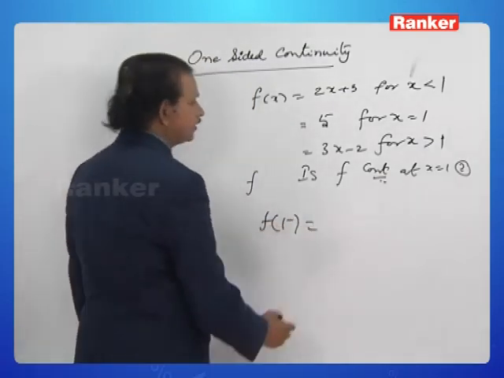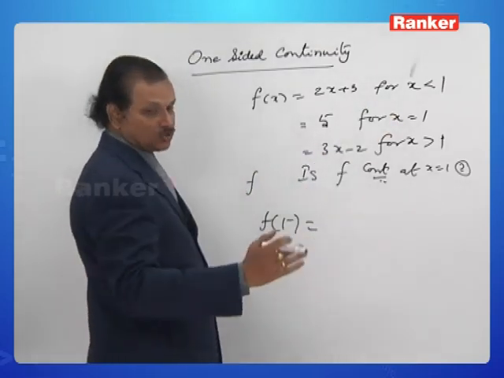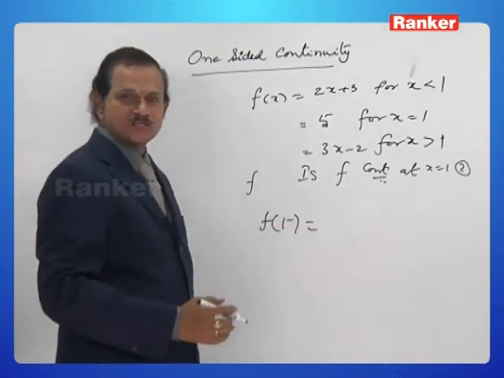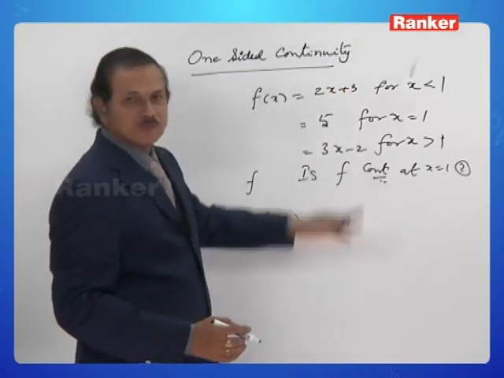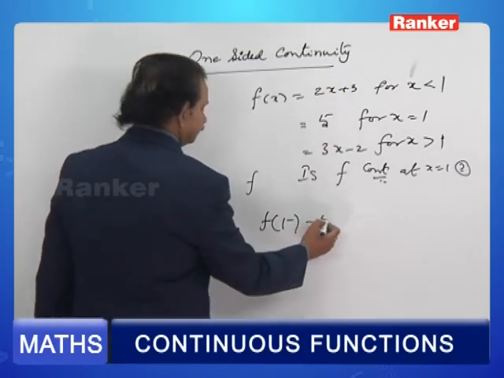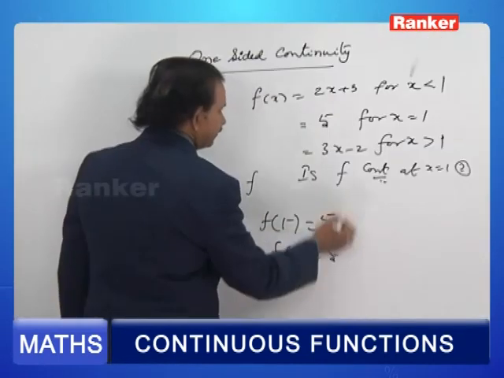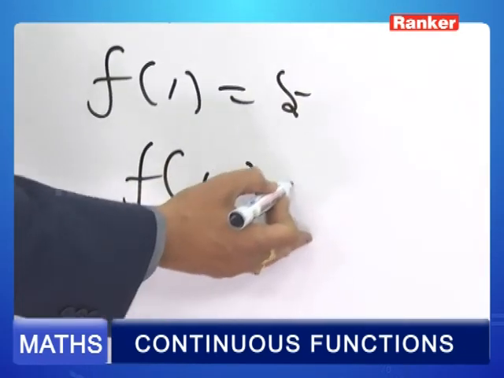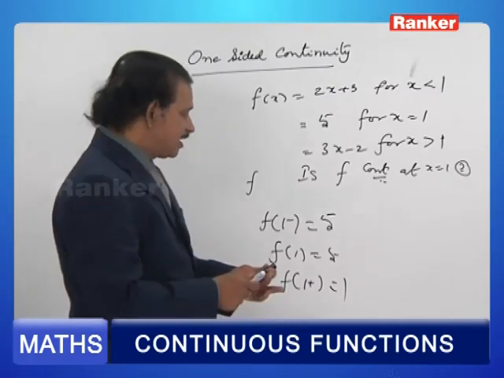Let me first calculate f of 1 from left. What is the left hand limit? x tends to 1 from left. x lies to the left of 1. That is, x is less than 1 must be considered. So this is the definition that must be used here. 2 1s are 2, 2 plus 3, 5. f of 1 is 5 directly from the definition itself. And f of 1 from right is 3 1s are 3, 3 minus 2, 1. What is your observation?